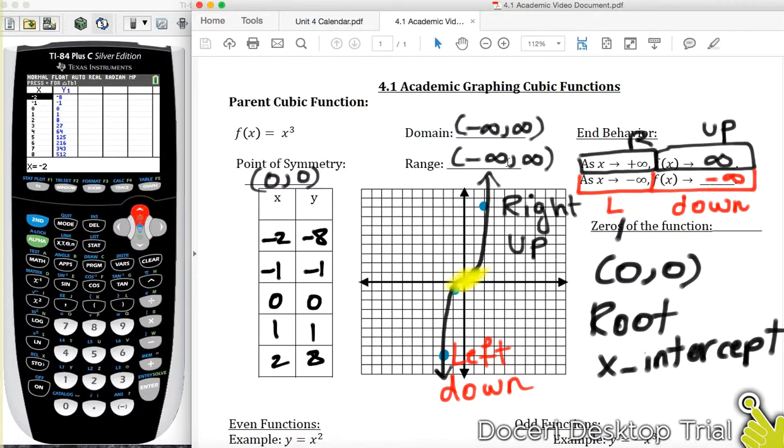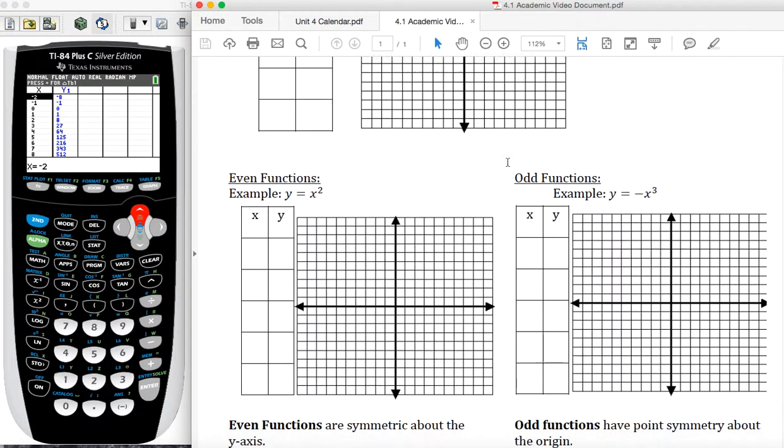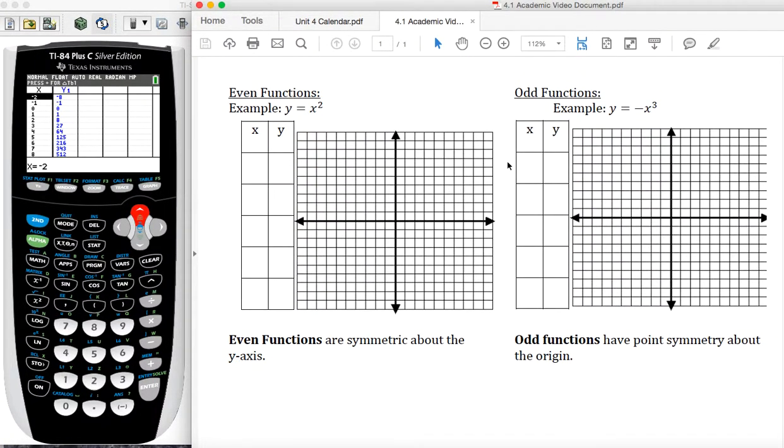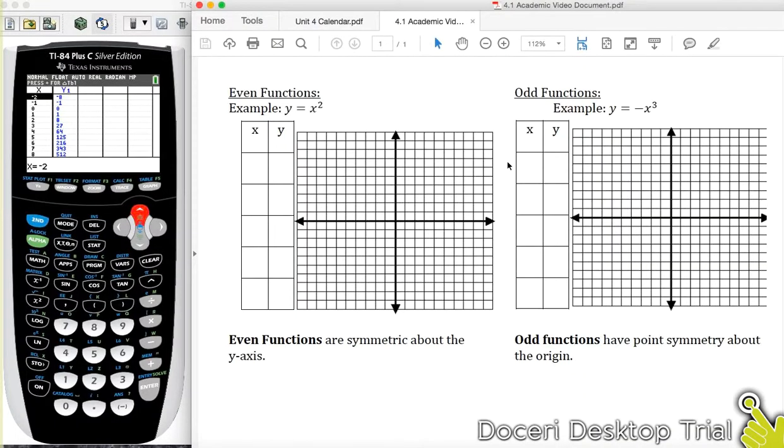Now let's move on to the second part of our lesson. I'm not going to do the even function. I'm just going to focus on the y equals negative x to the power 3.